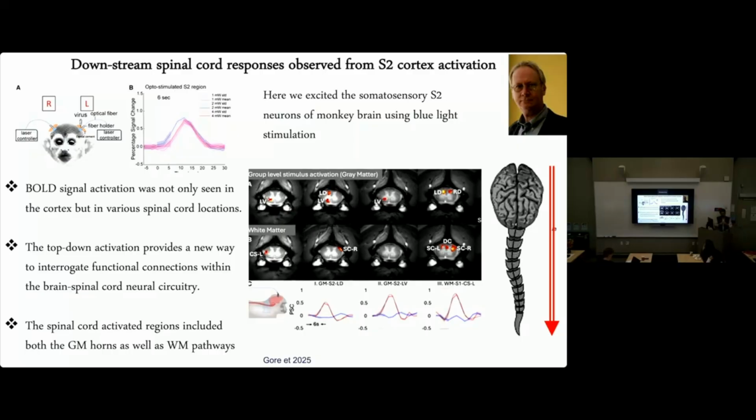But also importantly, what we found is that the spinal cord activation included both the gray matter as well as the white matter pathways. So we could find white matter activation both in the natural tactile way of stimulation as well as optogenetically, specifically activating the somatosensory cortex of the brain.